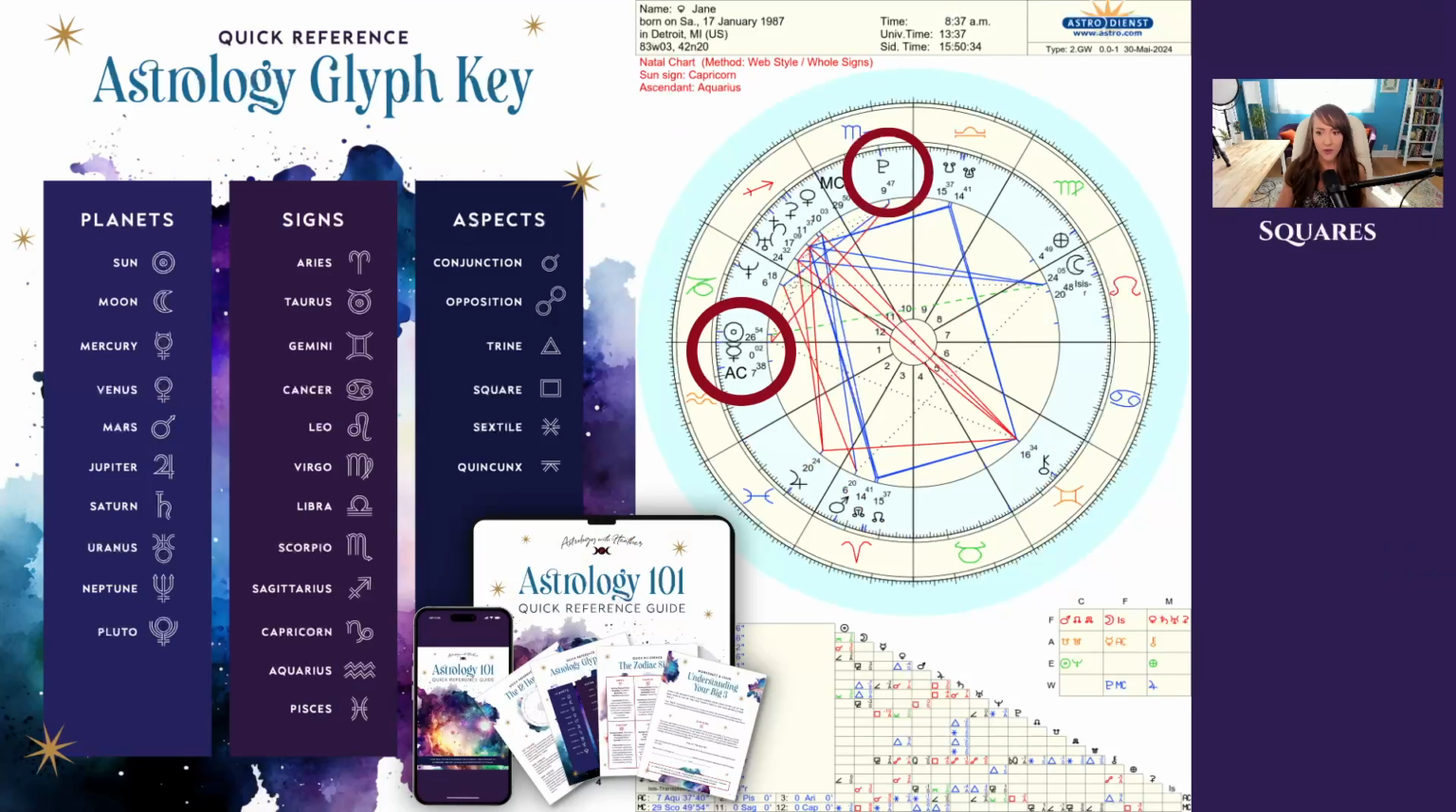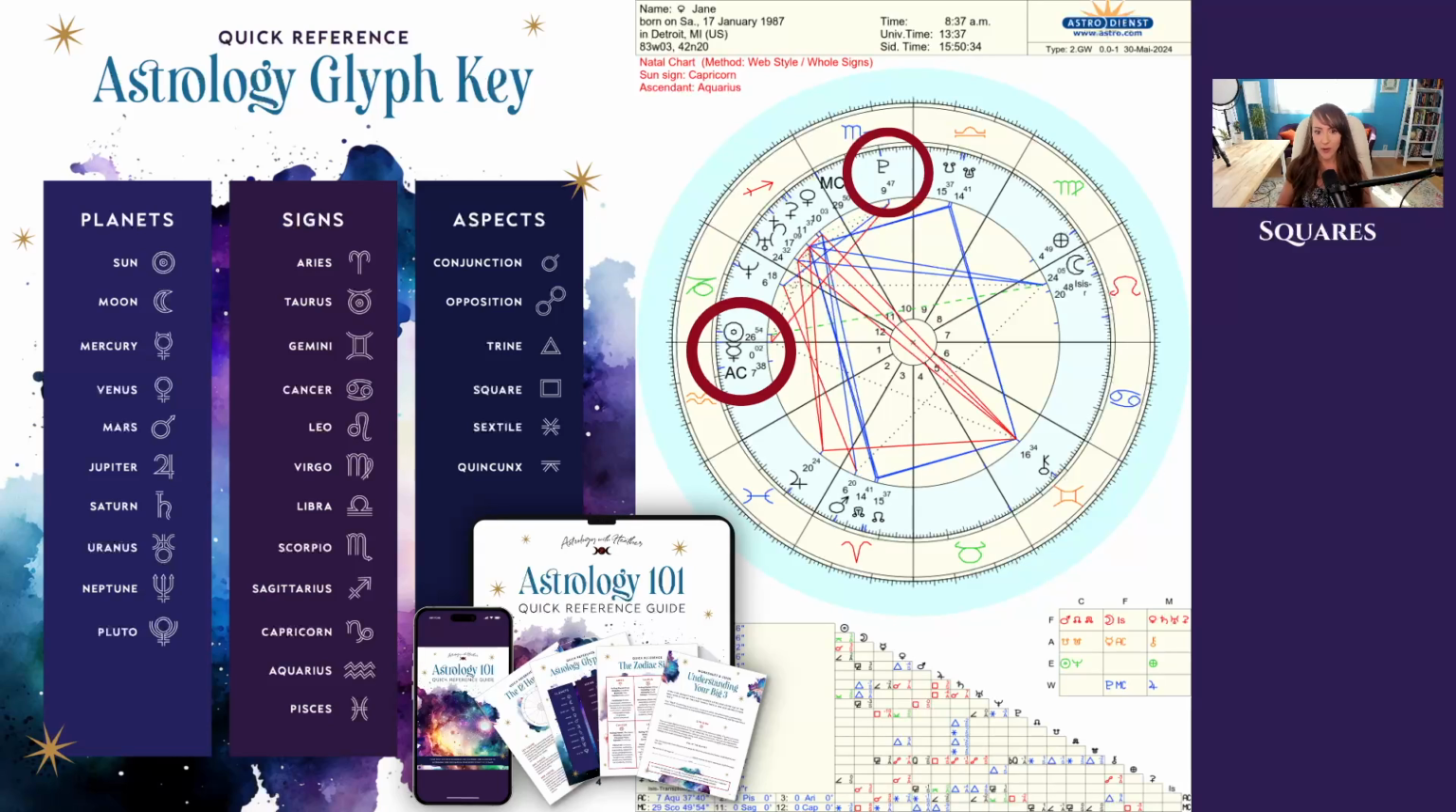All right, and then we have squares. Squares, as you know from the quick reference guide, are challenging aspects. They represent a point of tension within the birth chart. And so here you can see that we have 2 different alignments in square with Pluto. We have Mercury, which is in a wide square that's not actually going to show up in the key in that little table. And then we have the ascendant, which is in a very close square with Pluto.